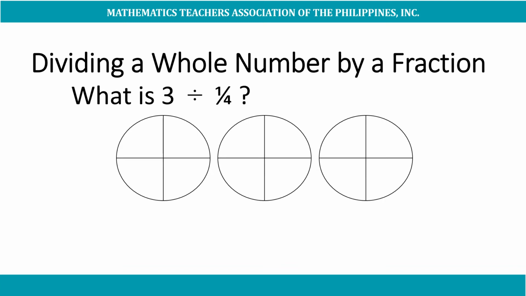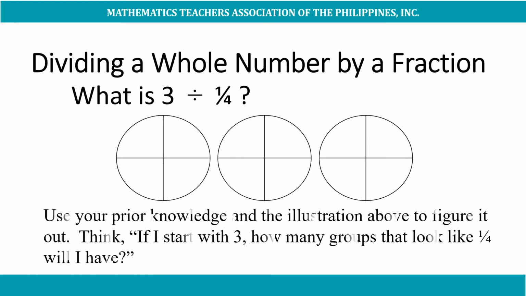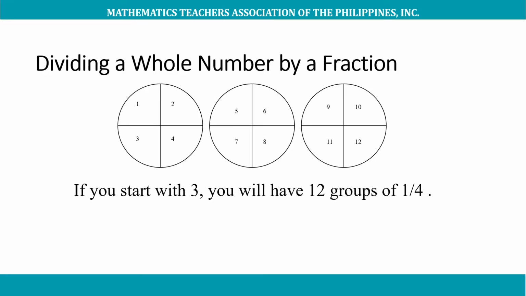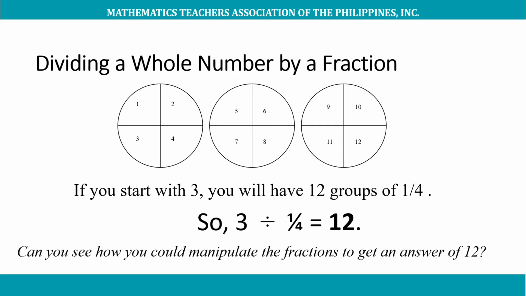Now let us have a review on dividing a whole number by a fraction. What is 3 divided by 1/4? Now use your prior knowledge and the illustration above to figure it out. Think, if I start with 3, how many groups that look like 1/4 will I have? If you start with 3, you will have 12 groups of 1/4. So, 3 divided by 1/4 is equal to 12. Can you see how you could manipulate the fractions to get an answer of 12?